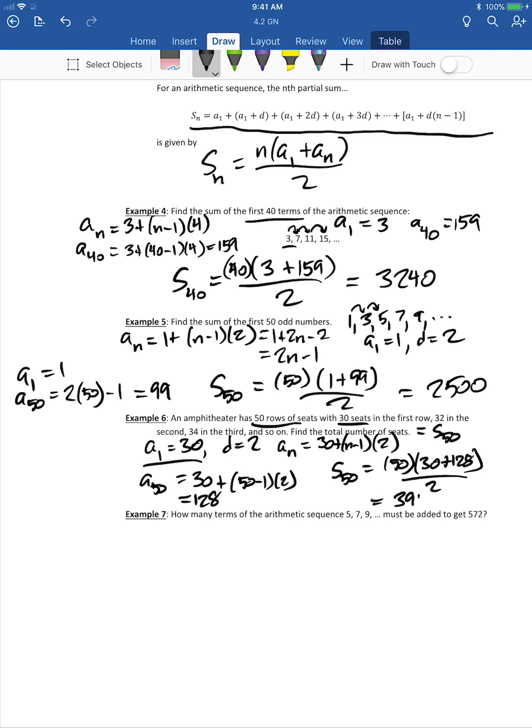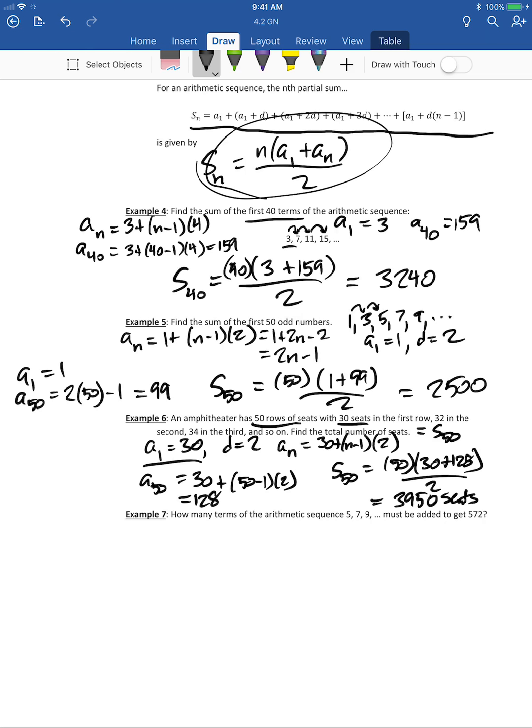So there are a total of 3,950 seats in this amphitheater. Seats, I guess. Should make sure to write the units. So the word problem looks complicated. Looked like it might take us a while, but with arithmetic sequences with our partial sum formula up here, it's actually not too bad at all.